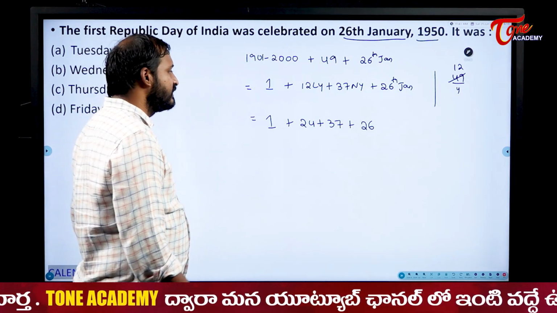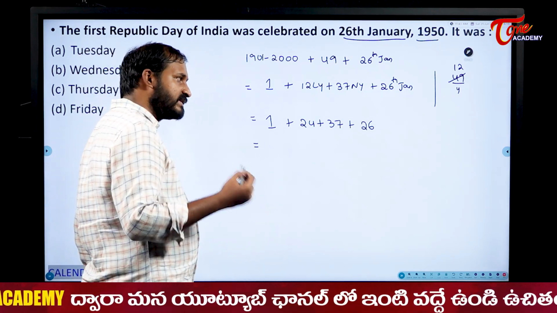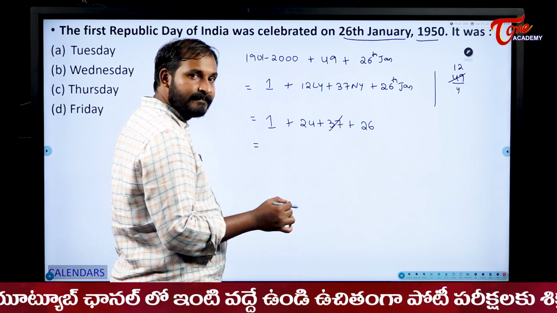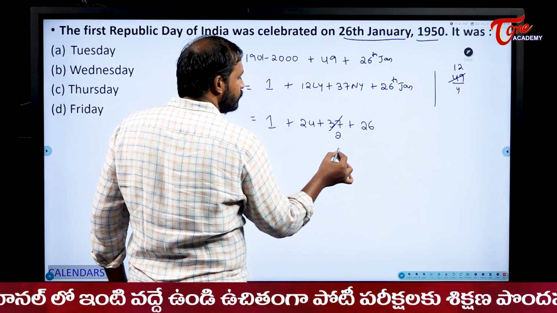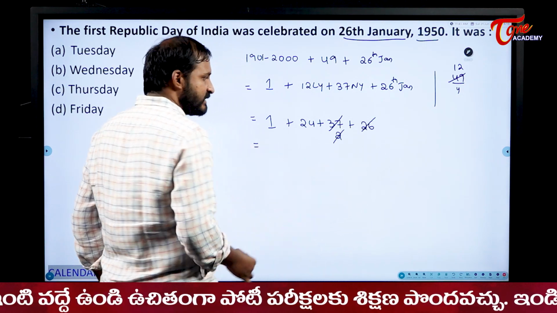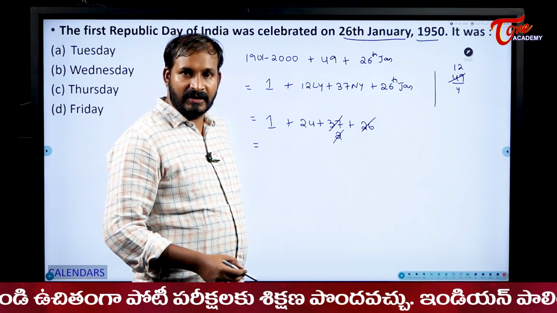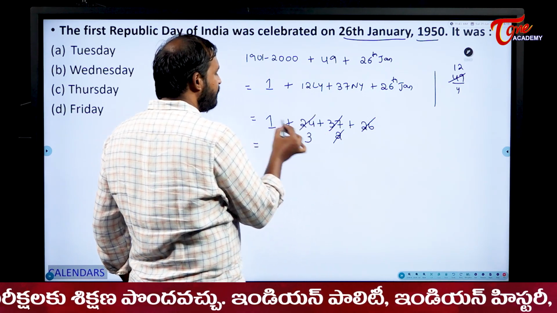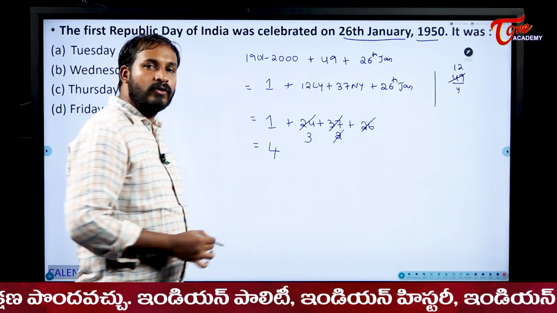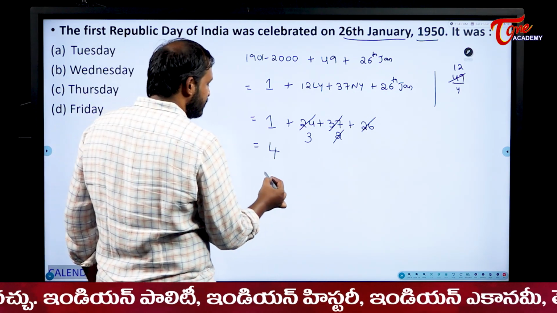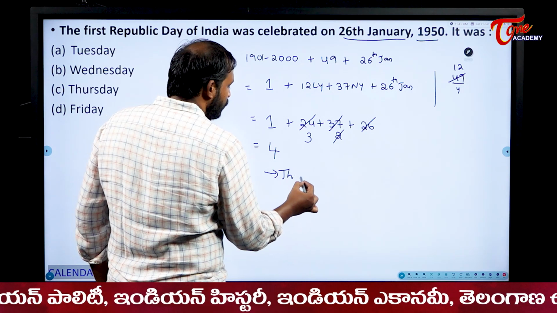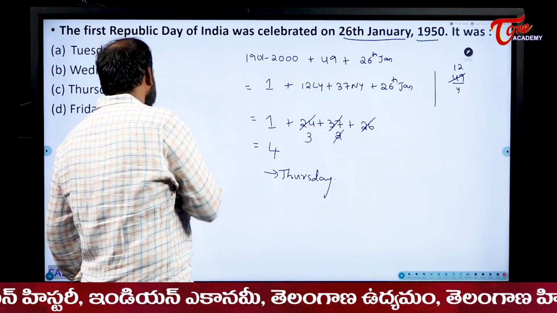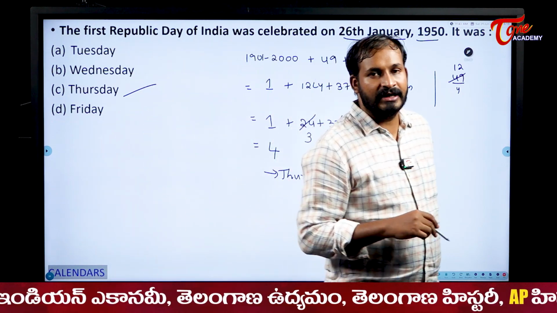Now see here, it is up to you, you can cancel the 7 sum or do anything. Now 37 means 7 5s are 35, I will be left with 2. 2 plus 26, 28, right? 7 multiple, that is cancelled. Now in 24, I will be left with 3. 3 plus 1, what is it? 4. 4 means what? 4 is Thursday. So that means we celebrated our first Republic Day on Thursday.